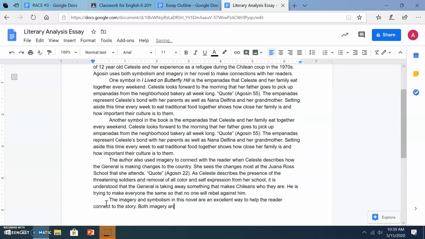Both imagery and symbolism exist in the world around us, and so we easily recognize them in stories, and their presence helps the characters to seem more believable. All right, and I'm done.